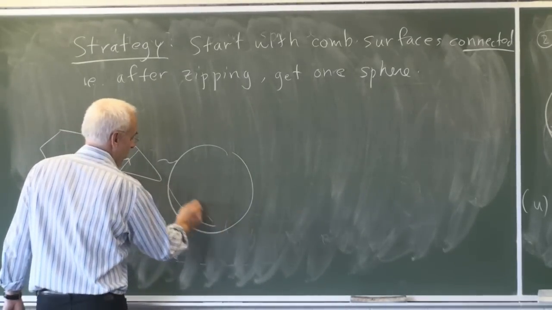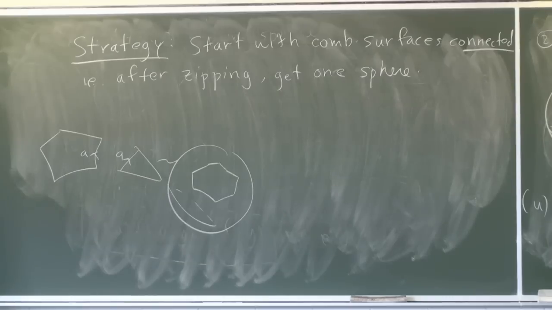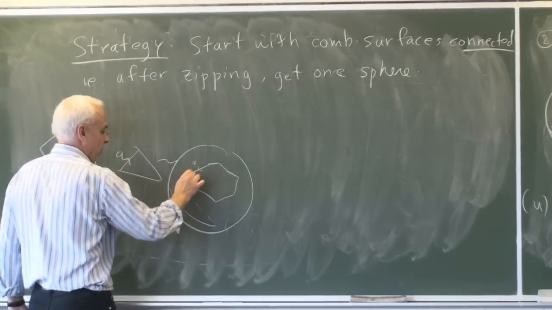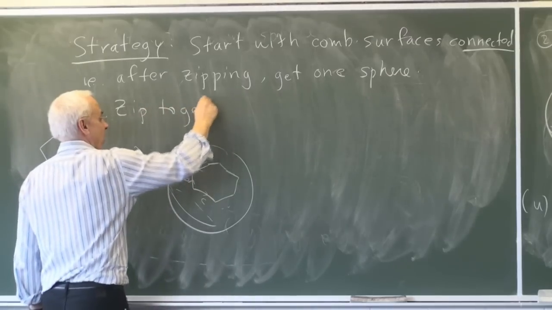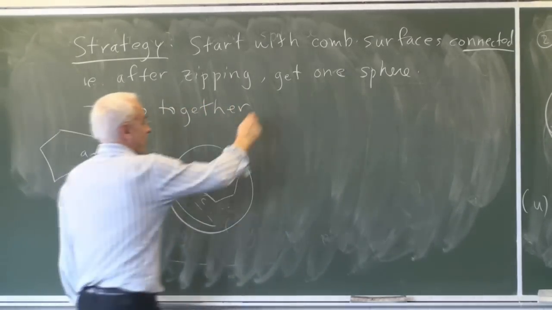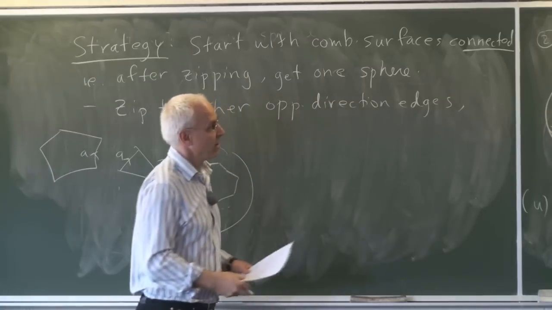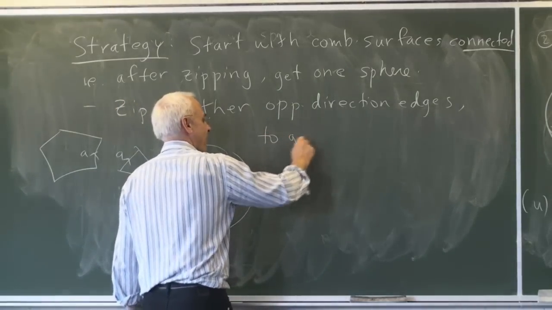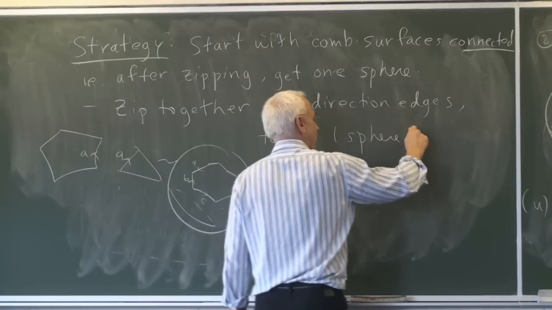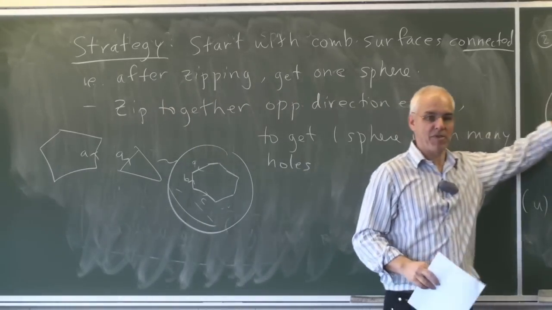Okay. So you can have a sphere with some big hole. Lots of different labeled edges. Okay, and then after that, we are going to zip together opposite direction edges. According to our second operation, to get still one sphere, now with many holes. The number of edges is going down, but the number of holes is increasing.